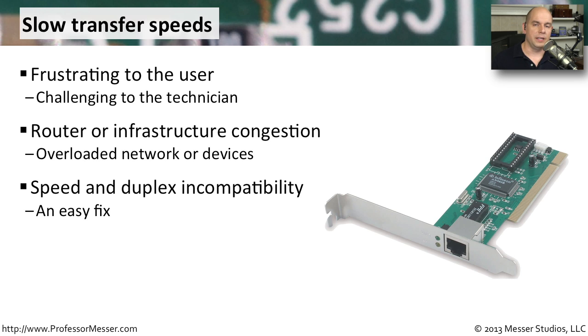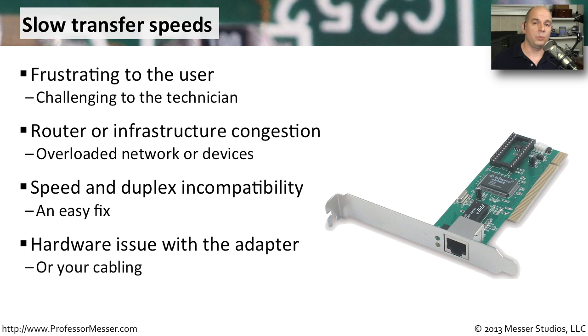A common fix for this is to manually set the speed and the duplex on both sides so that they are exactly the same. This eliminates the auto-negotiation process completely, and you know exactly what the speed and duplex should be on both sides. Sometimes the problem is in the hardware itself. You may want to check your network adapter and make sure it's performing well. Sometimes it's as simple as a cable that's been crimped. You can swap out your patch cable and the network is back and running as fast as it should be.